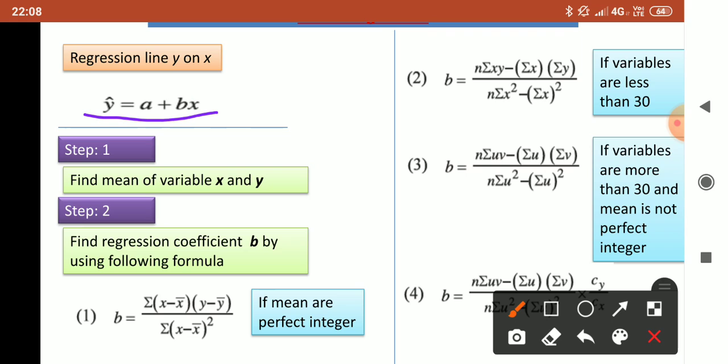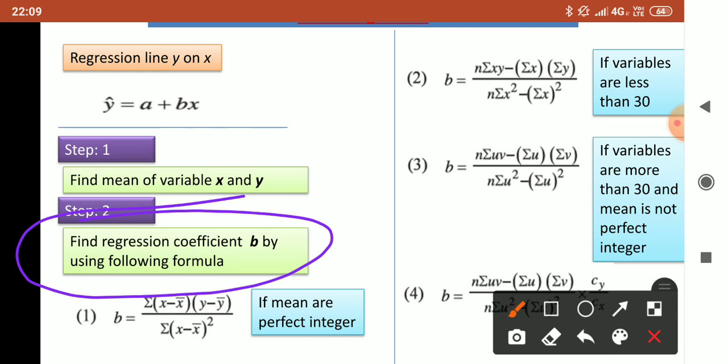So these are the steps you have to follow, and then you have to write the formula, and then we will solve the sums. Let's see. Step number 1, find the mean of variables x and y. So in step 1 you have to find the mean of x, that is x bar, and of y, that is y bar. In step number 2 you have to find the regression coefficient by using a formula.